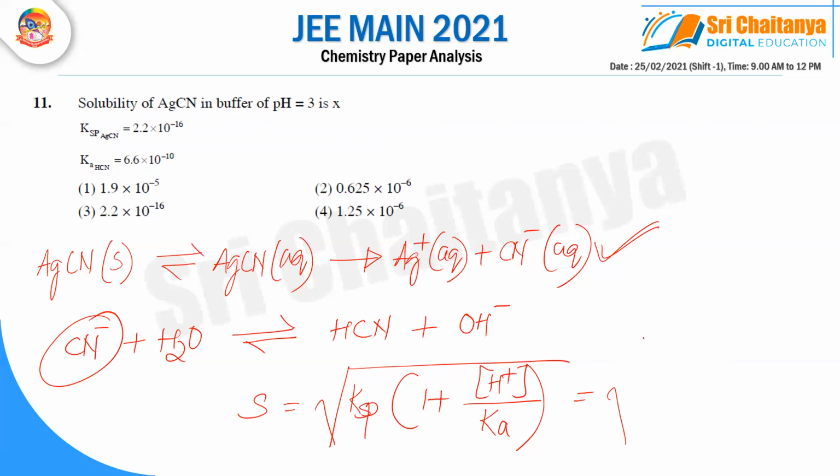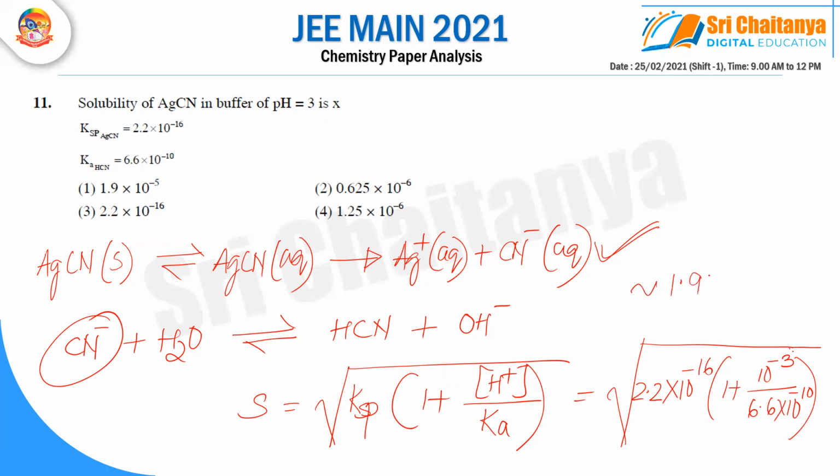So Ksp value is given in the question, 2.2 into 10 to the power minus 16. 1 plus H plus, the pH is given 3, so H plus is 10 to the power minus 3. What is Ka? Ka is 6.6 into 10 to the power minus 10. So you simplify this out and we arrive at something very close to 1.9 into 10 to the power minus 5. So that makes 1 as a correct answer.